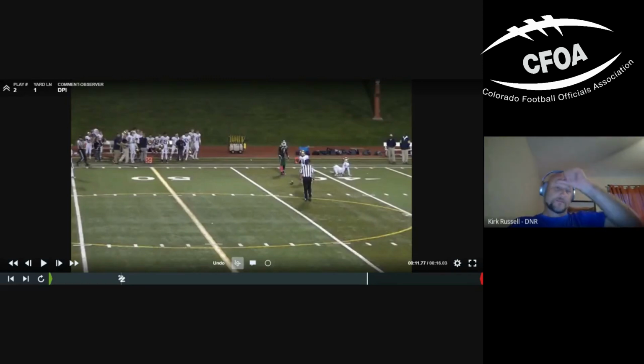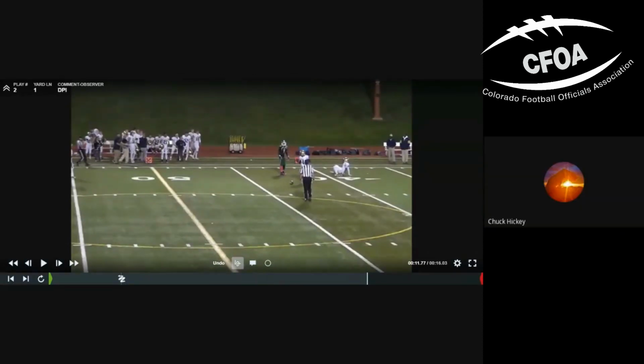I'm going to activate this. Do we have pass interference? Yes or no? A is yes, B is no.